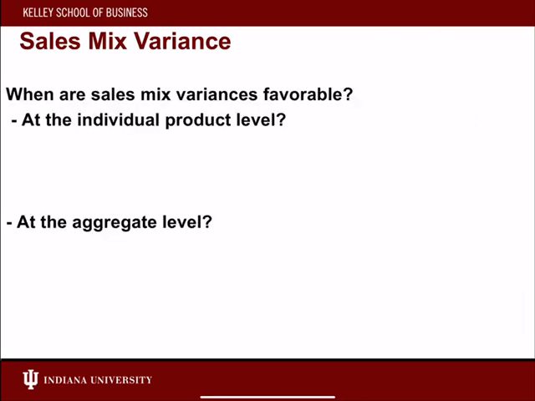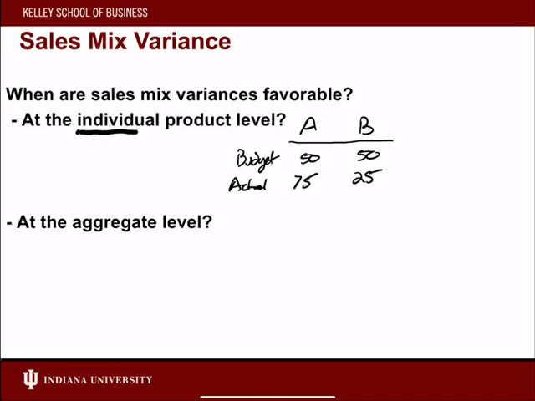And so let's go one step further, and we'll talk a little more about this with some examples. So when would sales mix variances be favorable? If you think about it at the individual product level, so we have A and B, as in our prior example, our budget, we thought at the beginning of the year, was going to be 50-50. But our actual, we find A is 75% and B is 25%.